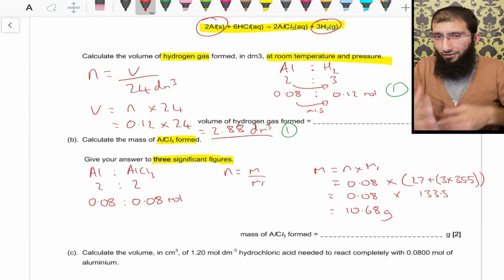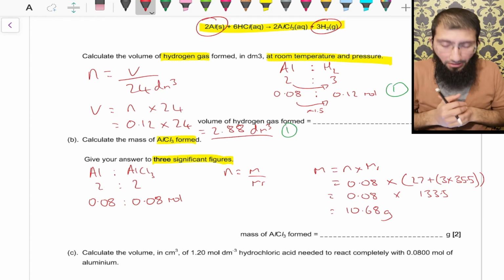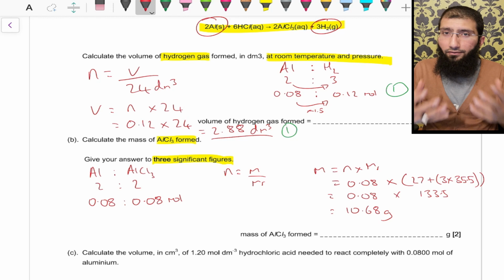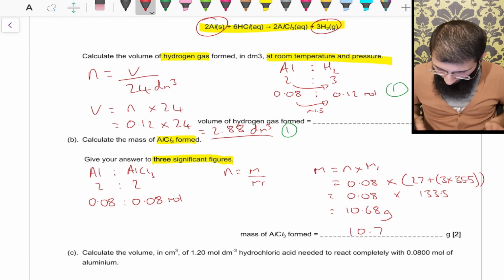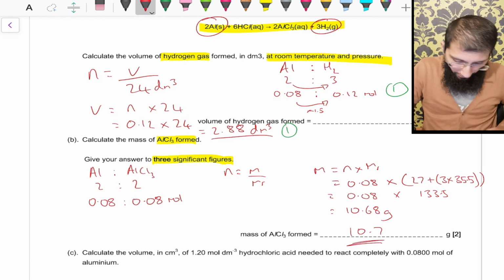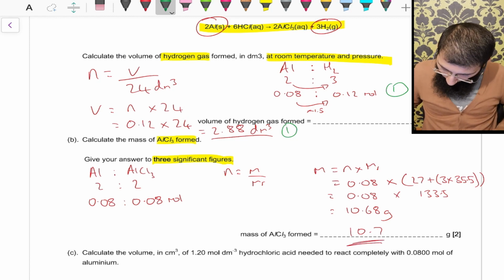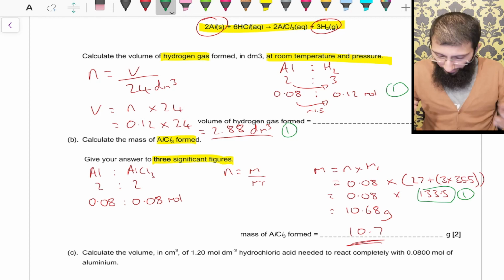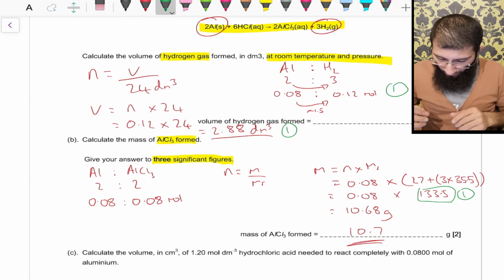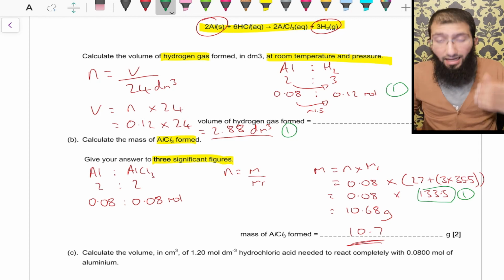However, we have calculated the mass of aluminium chloride. What we haven't done is give it to 3 significant figures. So that's going to be 10.7 grams. We're going to get the 2 marks for this. Well, again, you're going to get a mark for working out the Mr, 133.5, and 1 mark for consequently giving the answer to 3 significant figures as 10.7.